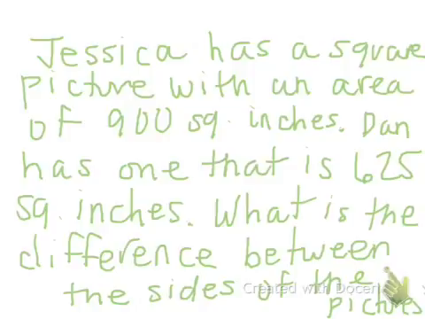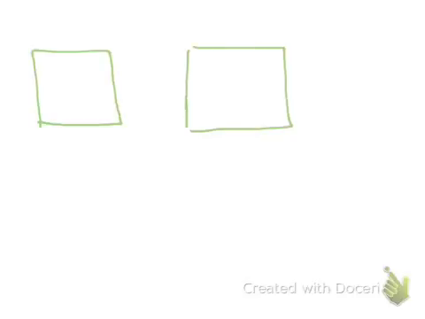Let's look at another example that involves the application of perfect squares and square roots. Example number 2. Jessica has a square picture with an area of 900 square inches. Dan has one that is 625 square inches. What is the difference between the size of the pictures? Now, again, I'm going to start by drawing out my 2 pictures. So I know that the first picture has an area of 900 inches squared. And then my second picture has an area of 625 inches squared.